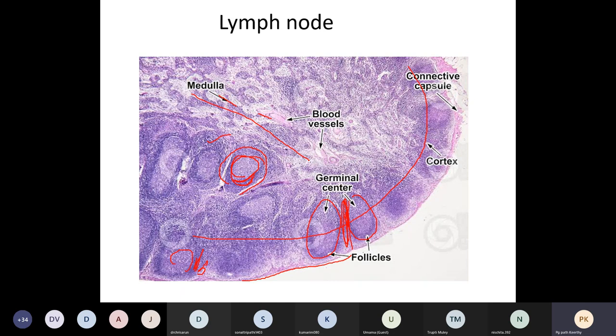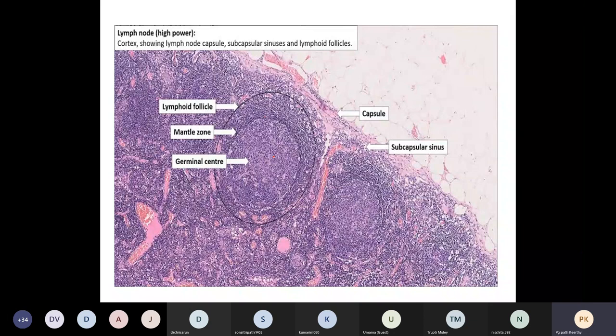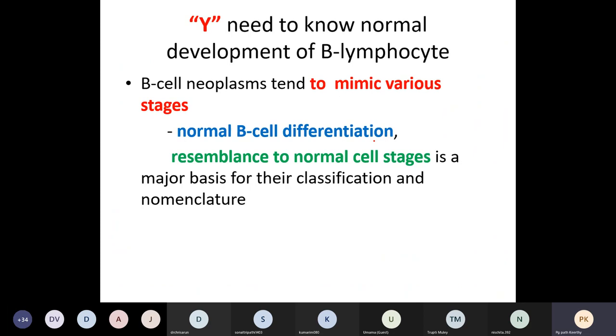We'll go to the next slide. So now we'll focus on the follicle. I told you how many types of follicle there are. Primary and secondary. I told you secondary follicle will have the zones, right? See, this is the secondary follicle. This is the pale area. Here also, this is the pale area, right? So this we call the germinal center. And this is your mantle zone. And surrounding it, a very thin rim will be your marginal zone, okay? So this is a secondary lymphoid follicle. This is your capsule and this is the subcapsular sinus, okay? This we already finished. So now the normal histology we finished.